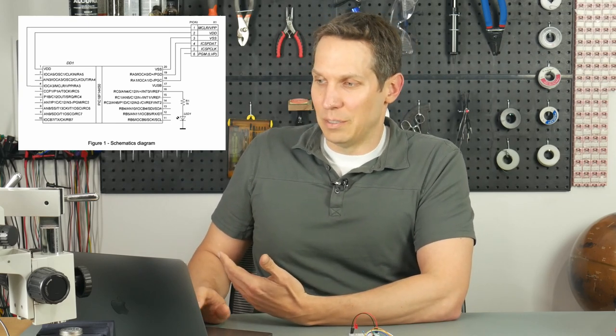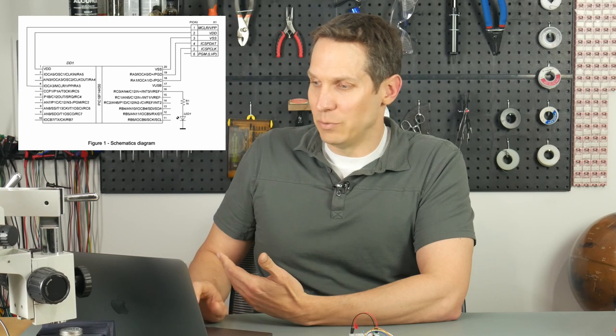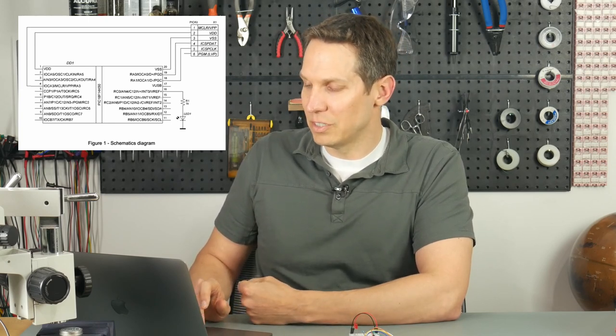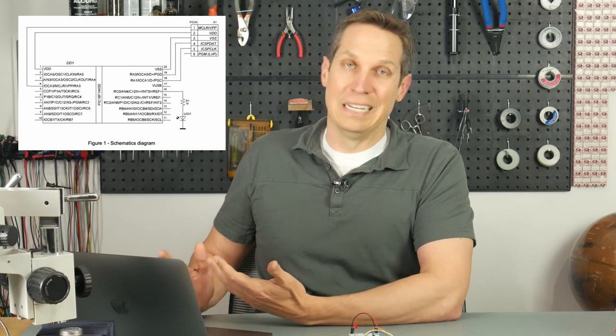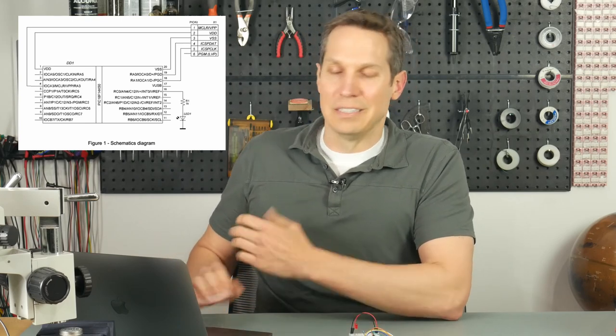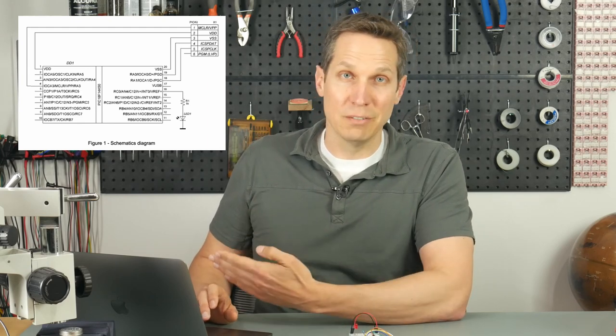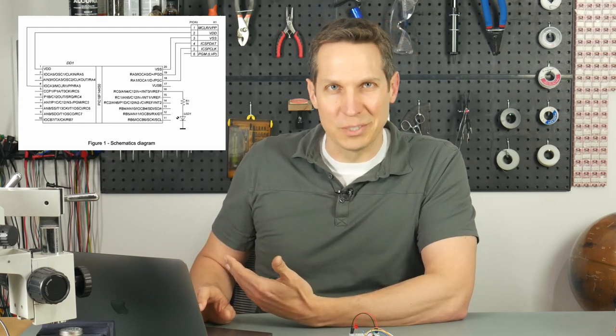We see that the PICkit 4 is connected, and we see on pin 16 that we have our series resistor and our LED going to ground. And that's about it. So the schematic on this one is extremely straightforward, and as we get into the program itself, you're going to see that it is also extremely straightforward.